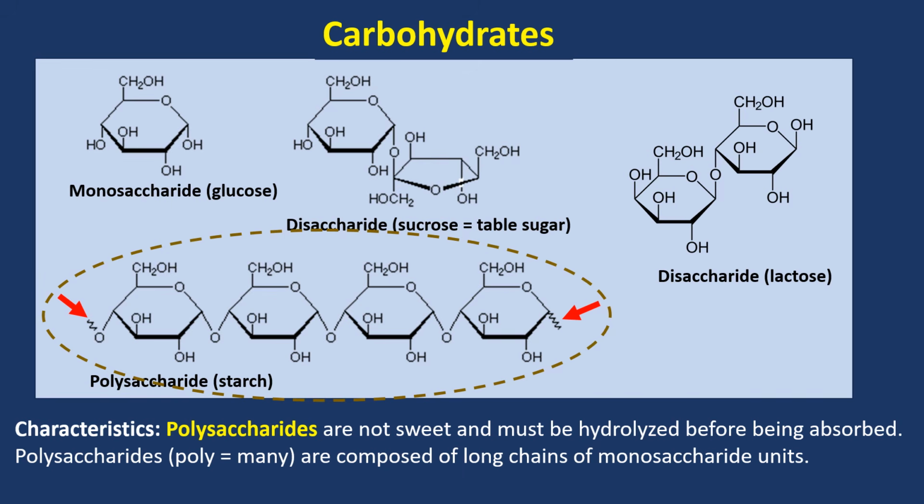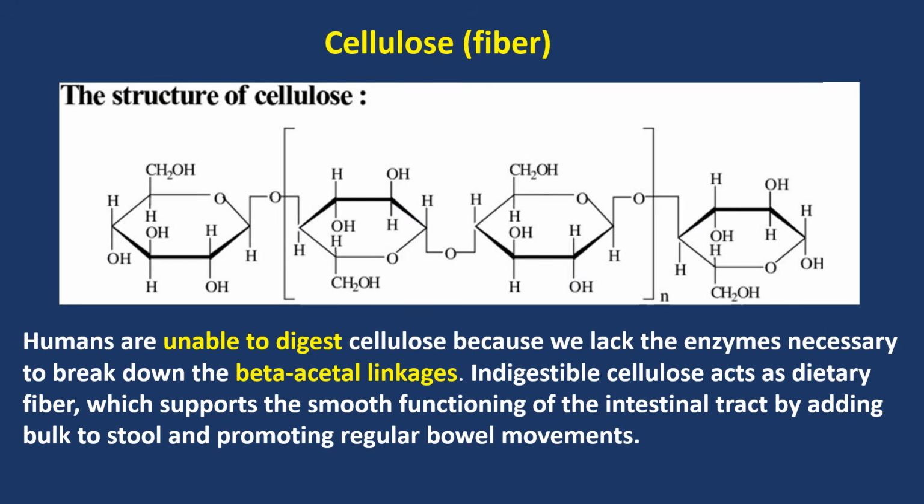I hope you understand that the wavy lines indicated by the red arrows in the structural formula of glucose represent the continuation of the same repeating monomers. Polysaccharides like cellulose are also known as dietary fiber in our diet.